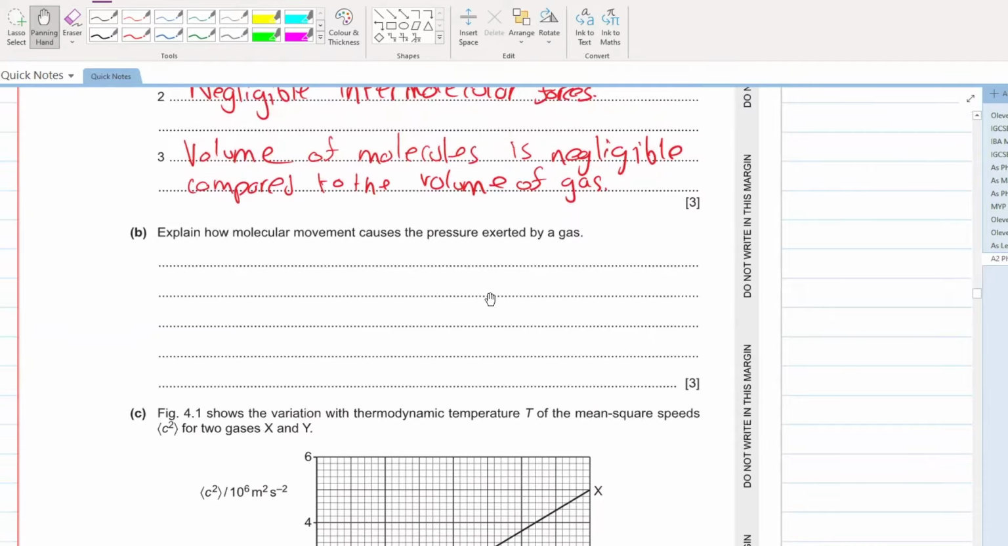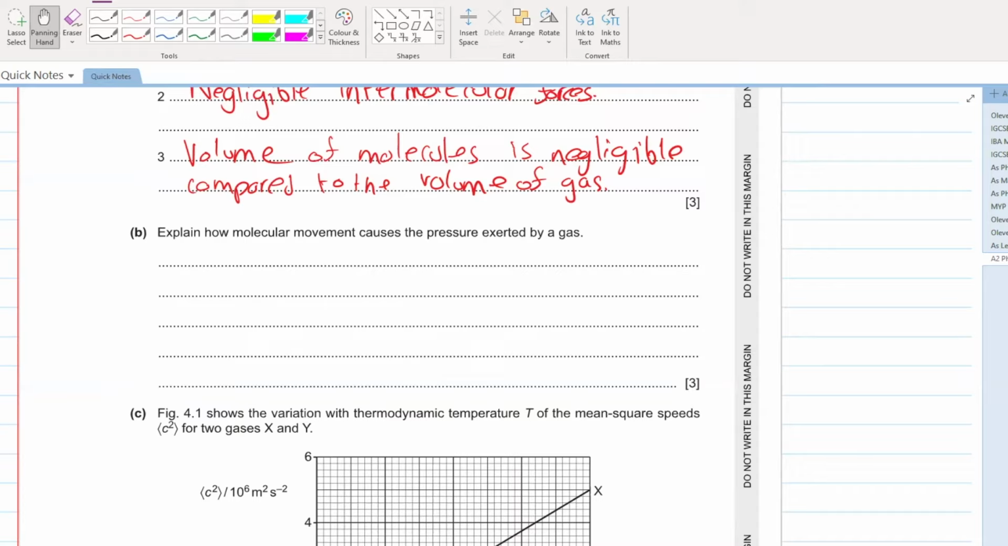Let's look at part B. Explain how molecular movement causes the pressure exerted by a gas. How will the molecular movement cause the pressure exerted by a gas? What will you say here? The particles collide with the walls of the container. As they collide with the walls of a container, they exert a force. This force per unit area is known as pressure, or this force per unit area results in pressure.